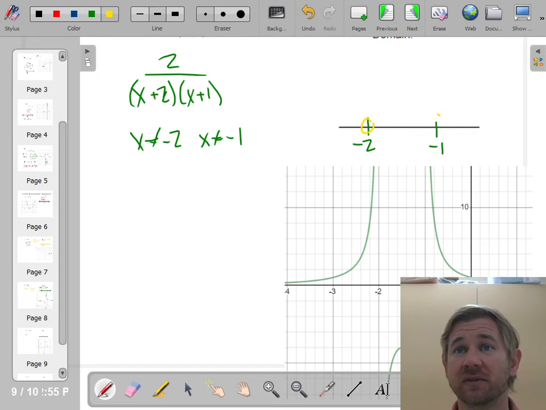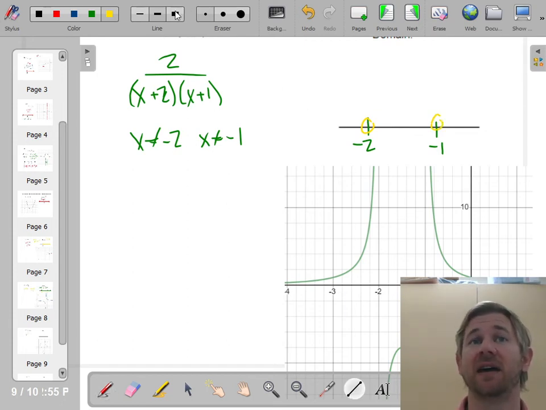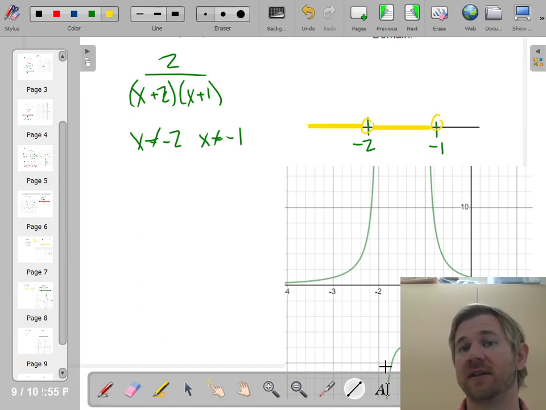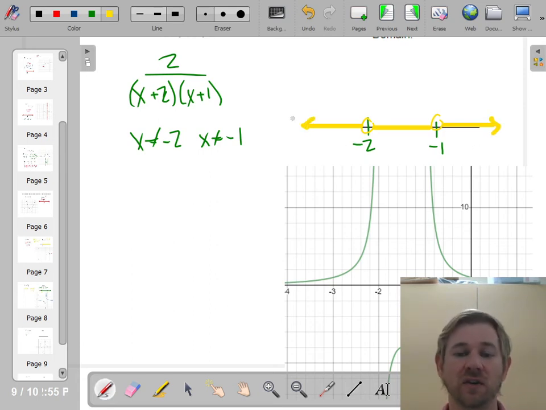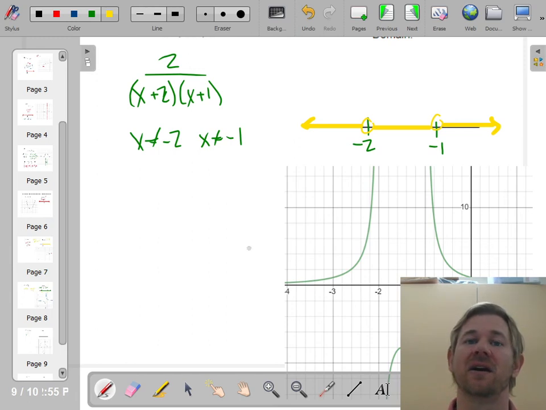These are open circles. And what I'm going to do now is just say, well, look, to the left of that, sure, you can plug in negatives. That's cool. You can plug in between them. That's fine. You can see it's right there. Or you can plug in to the right. Also good. The only thing you cannot plug in are -2 and -1 because that causes you to divide by 0.